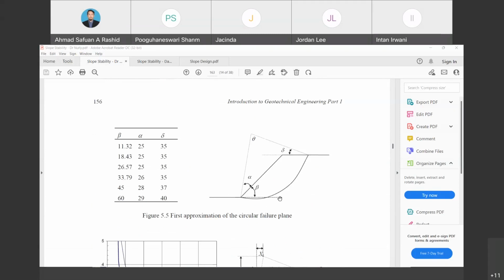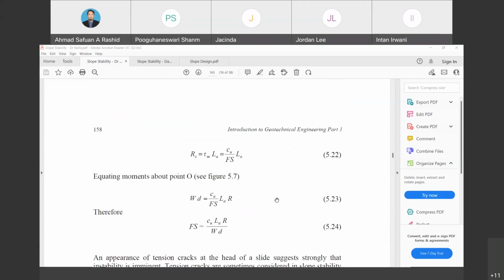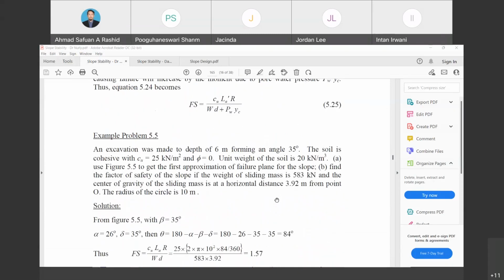By using this figure, use figure 5.5 to get the first approximation of the failure plane for the slope. Find the factor of safety of the slope if the weight of the sliding mass is 893 kilonewton and the center of gravity of the sliding mass is at a horizontal distance of 3.95 from point O. The radius of the circle is 10.